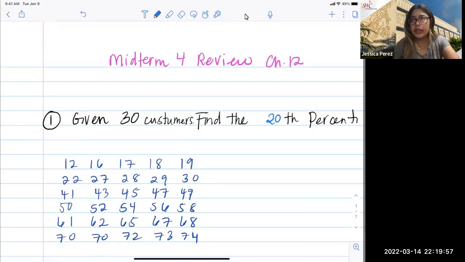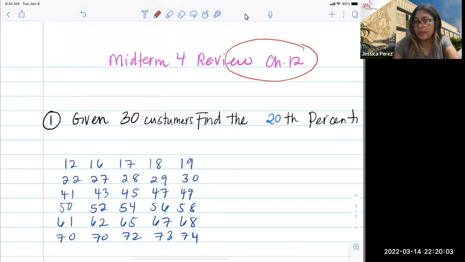So we are going to be going over midterm 4 practice midterm, and we're going to be reviewing chapter 12. Chapter 12 consists of section 12.1 through 12.5.